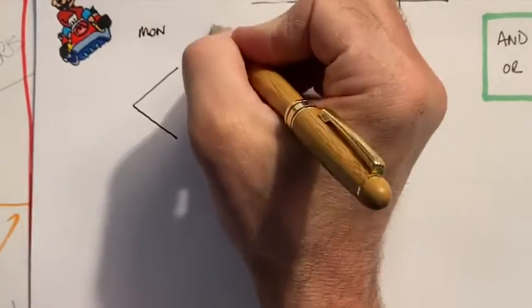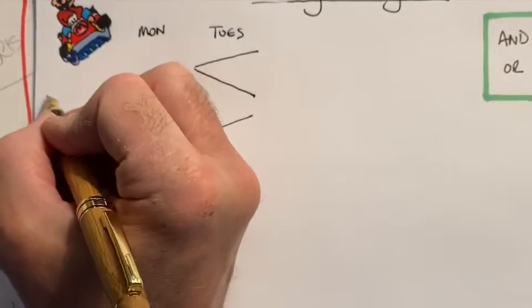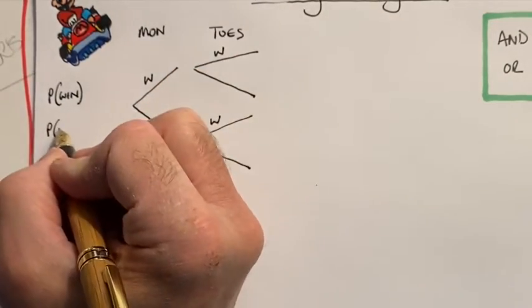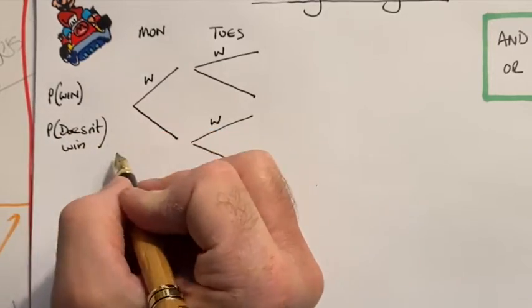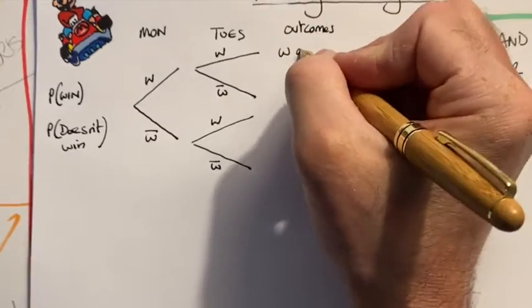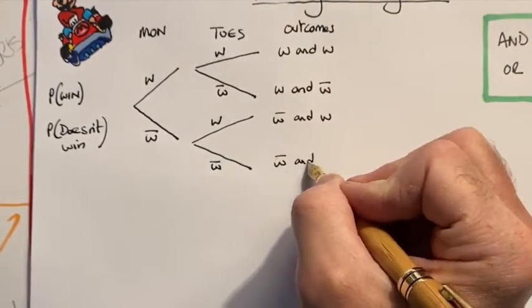I played on Monday and I played on Tuesday, and we're looking at the probability that I won. And if I didn't win, then I would lose, and we can write doesn't win. It's kind of complicated, so we have a W with a little bar across it. And we have some outcomes. So Monday and Tuesday, I won and won. And as you can see, it goes all the way down.